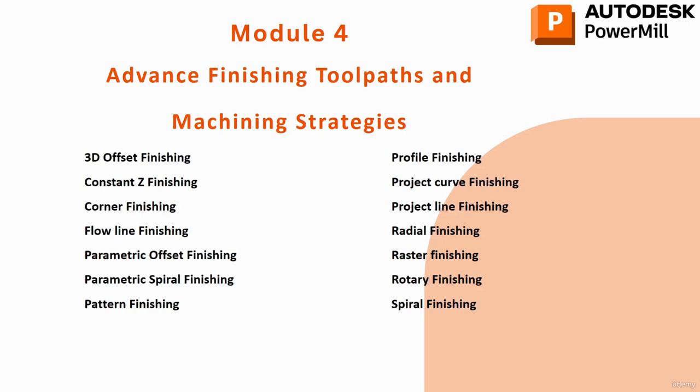So we have started module number 4 and we have covered the topics on 3D offset finishing, constant Z finishing, corner finishing, flow line finishing, parametric offset finishing and parametric spiral finishing. So today we are going to start the pattern finishing.